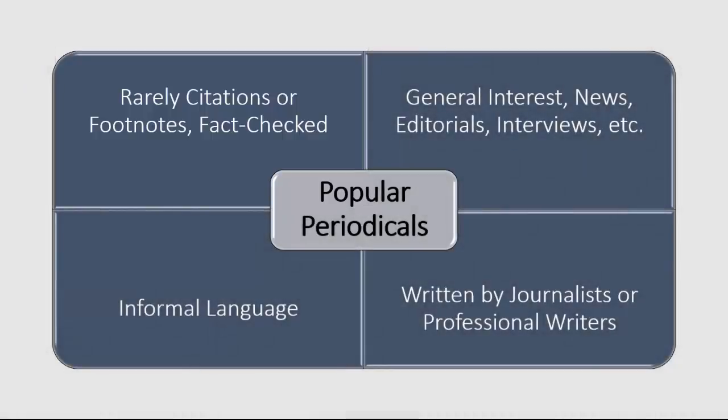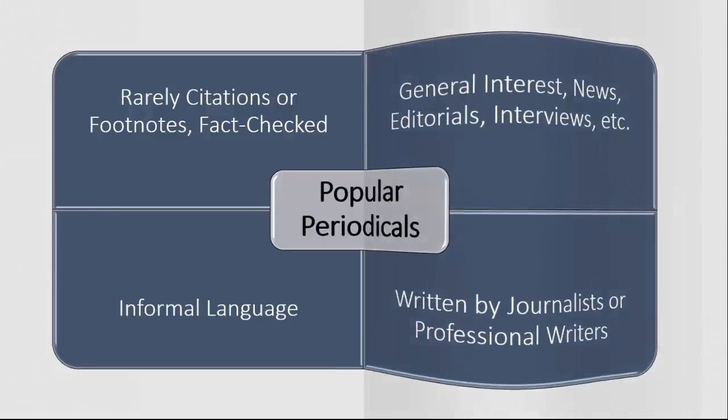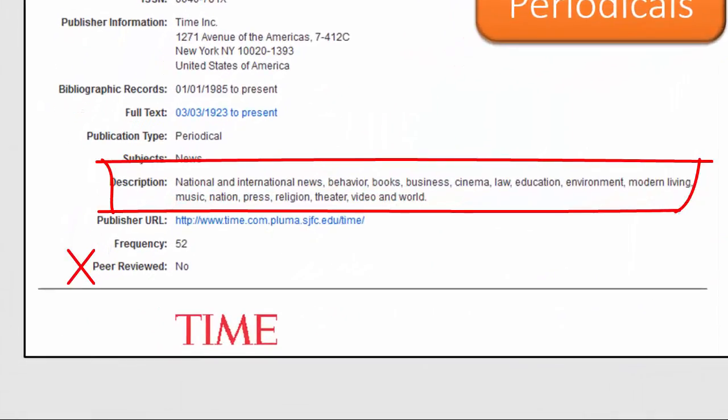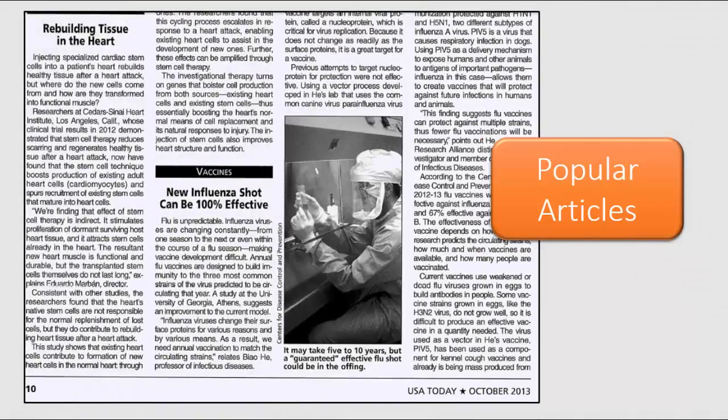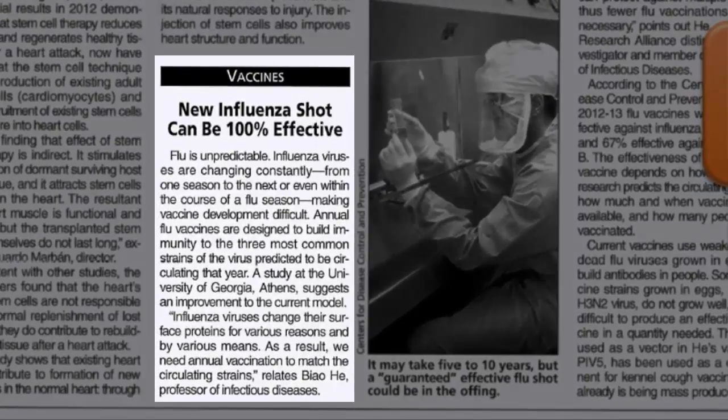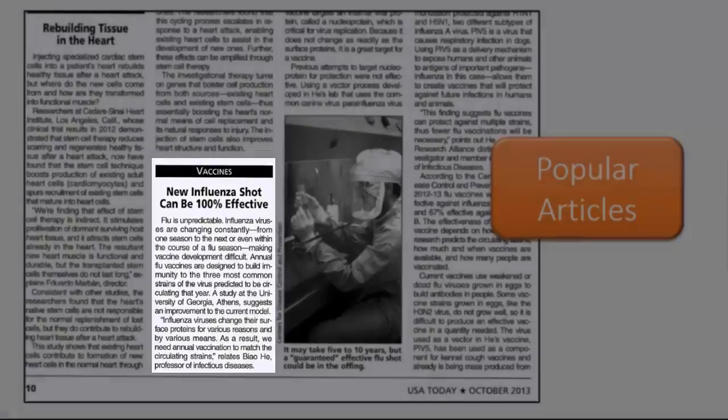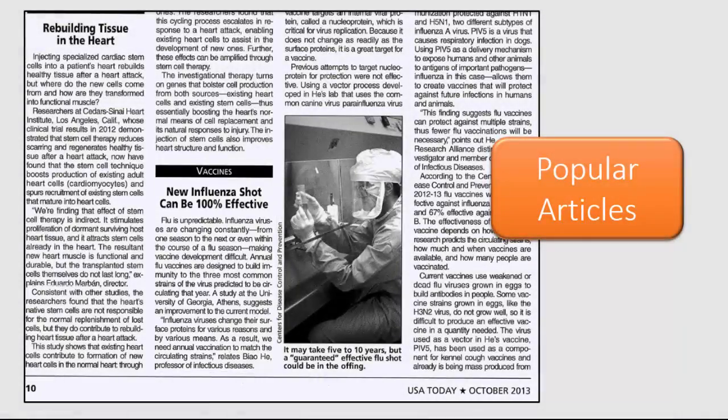Sometimes it can be hard to tell if an information source is considered a popular source or not. Looking at the record of the publication, you can check to see the coverage and peer review status. What about the article you just read in USA Today? Newspapers are also considered popular periodicals. Note the shorter length of the article, the lack of citations or footnotes, and no author or author affiliations listed.